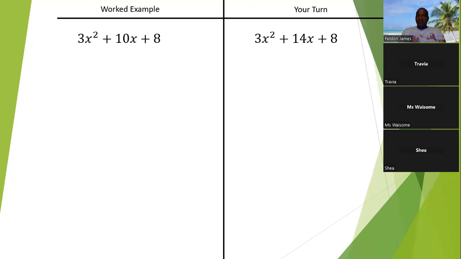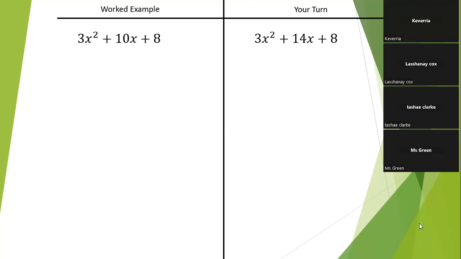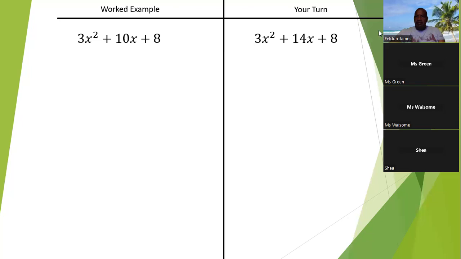Michelle, you want to try one of these? No, sir. Miss, you cannot be afraid. You have to try. Miss Green? Yes, sir. You want to try, Miss Green? Which one you want to do? The one on the right or the one on the left? The one on the right, sir. The one on the right. This one over here, right? Yes, sir. Go ahead.